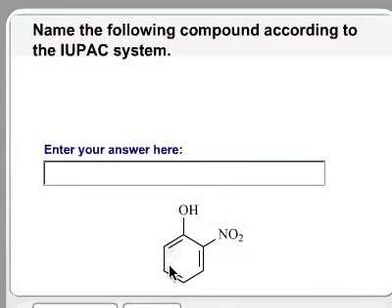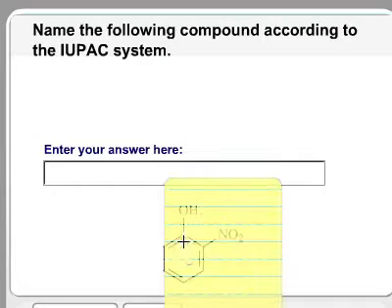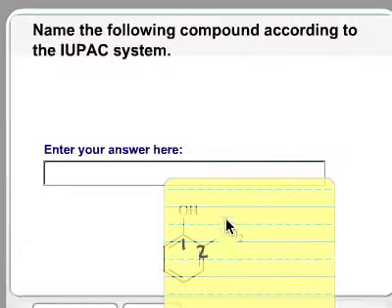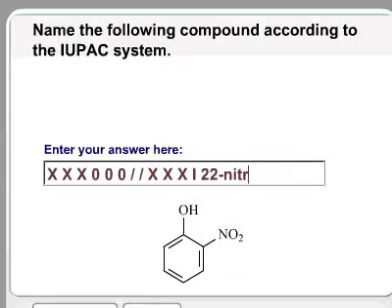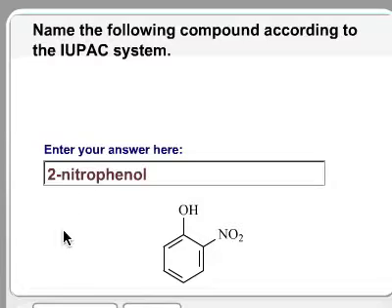Okay, we've got a phenol group here, and then we have an NO2. So the phenol, the carbon that has the OH group would be carbon 1. So this is 1 and 2. So this should be 2-nitrophenol. 2-nitro. 2-nitrophenol. Alrighty.